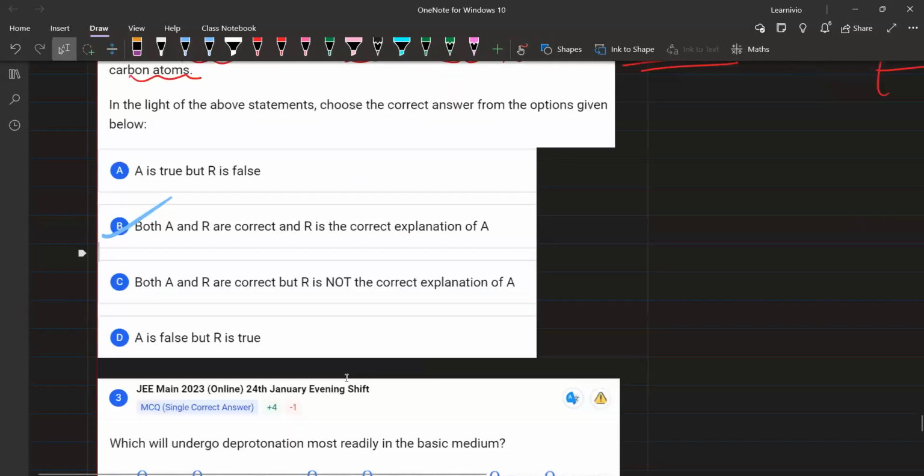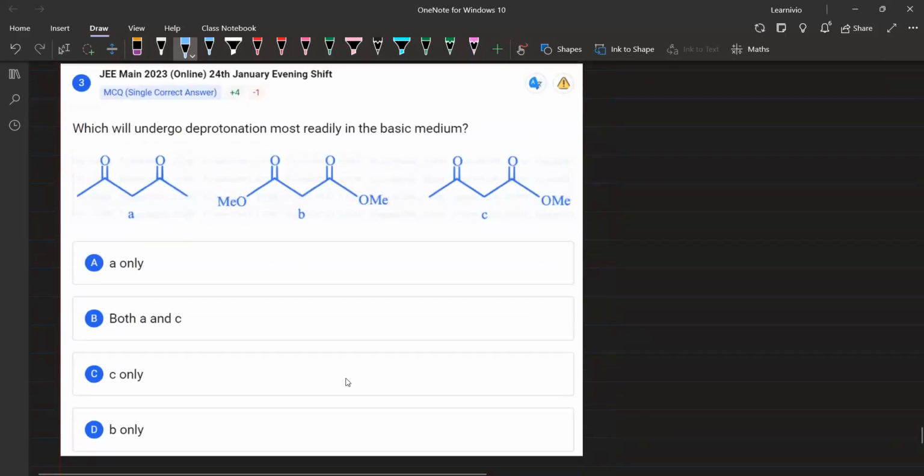Moving on. Try this. Which will undergo deprotonation most readily in basic medium? So A, B or C. Now here you have to see from where you have to remove a hydrogen atom, okay? And when it gets a negative charge, it should be most stable. Let's please try this. I will give you 2 minutes for this.